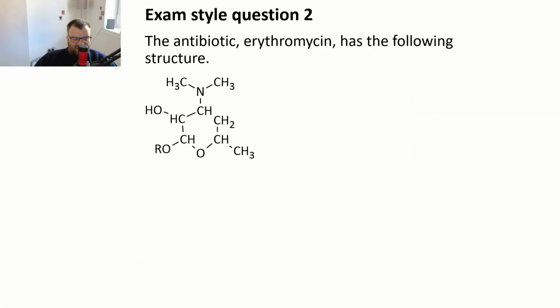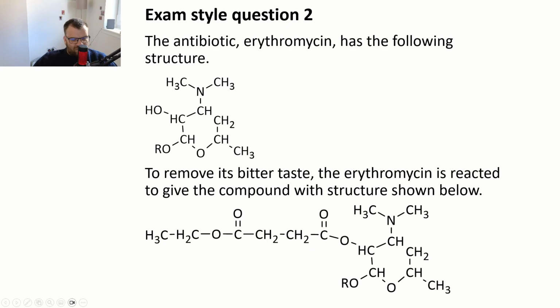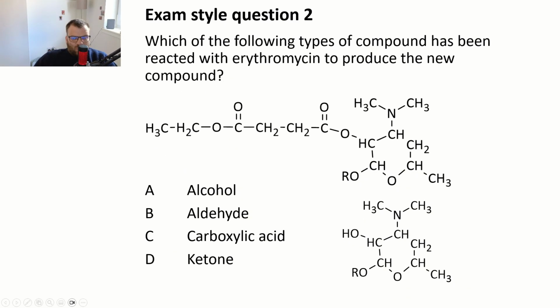This is erythromycin, an antibiotic. We're told to remove its bitter taste. We're reacting it with a chemical to make this new chemical at the bottom. Again, a very complicated looking chemical. What we're asked is, which type of chemical have we reacted our antibiotic with to get this new chemical?